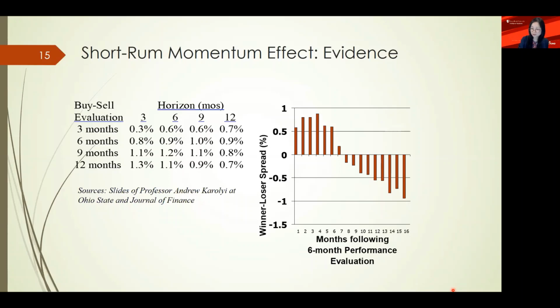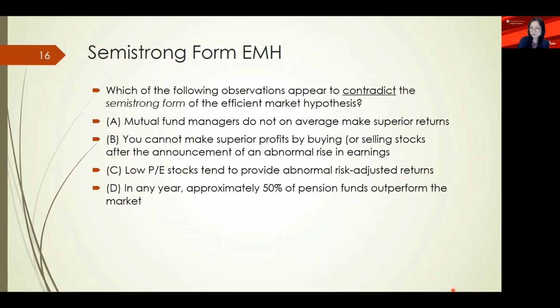Okay, so I now have another exercise for you, because now we have presented some evidence that's contradictory to the weak form EMH. We're going to examine the research results for tests of semi-strong form EMH. But before that, I just clarified this conceptual framework using this question and answer format. So which of the following observations appear to contradict the semi-strong form EMH?